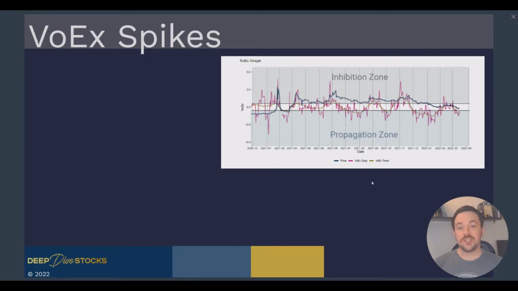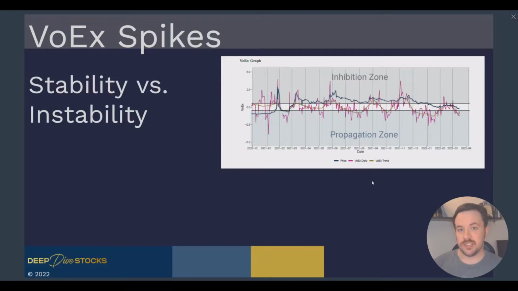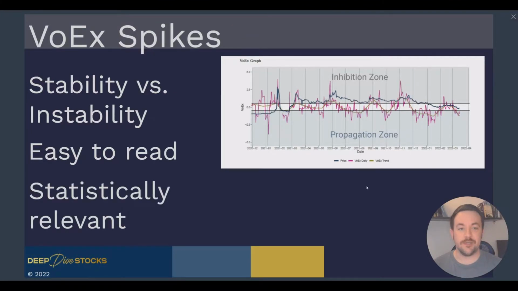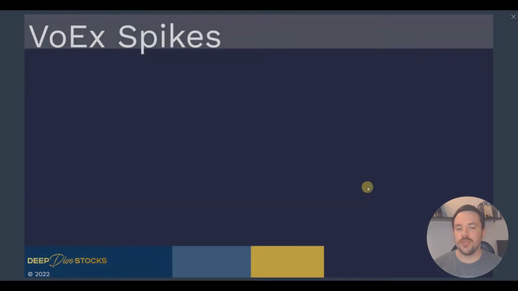So VoEx spikes are a way to measure for sudden instability. And the idea is that they are meant to be easy to read and statistically relevant. So let's take a look.